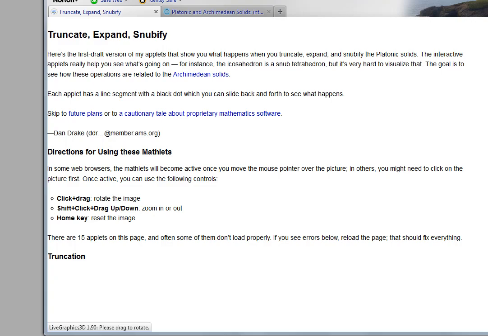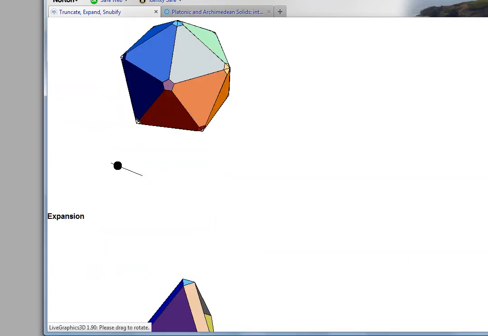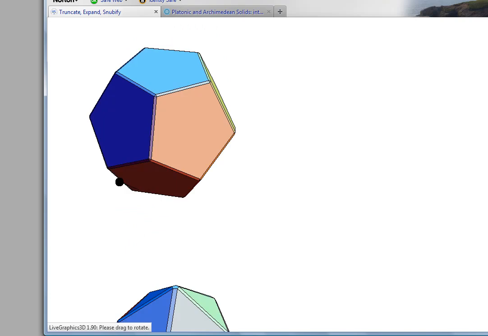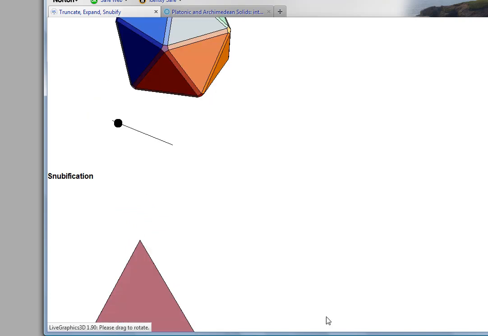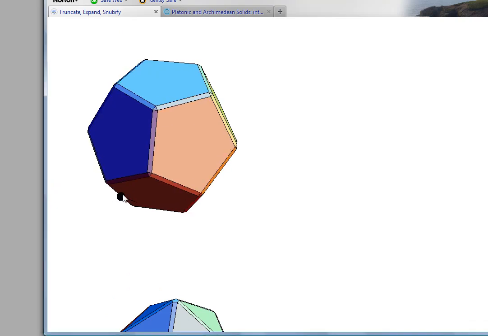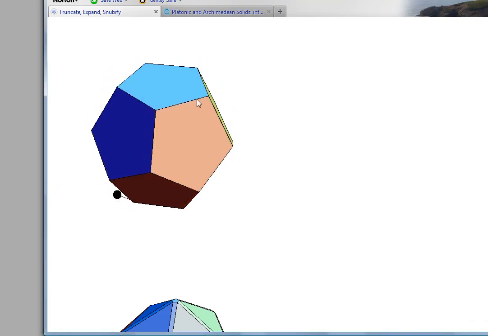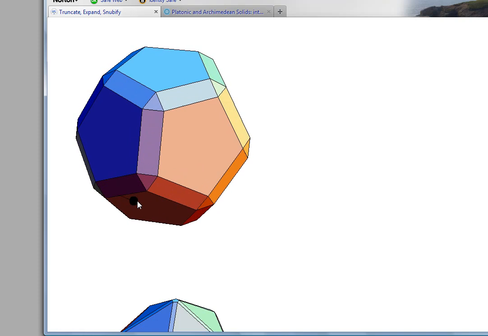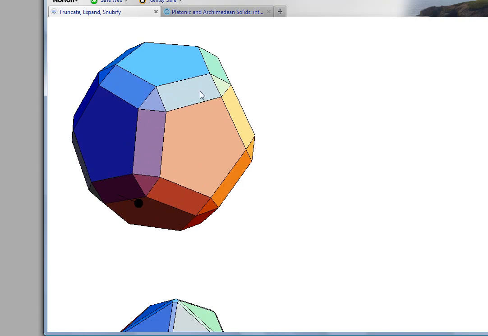To explain what it means to snubify, I'm going to use the website Truncate Expand Snubify. First of all, I'm going to go down to the expansion section, and I'm going to expand the dodecahedron. Here's the original dodecahedron, and if I expand that, you'll notice that the edges get pulled apart and the edges get replaced by a rectangle.